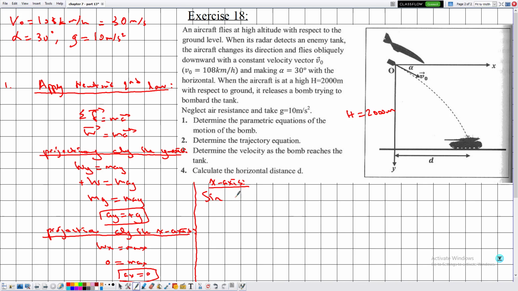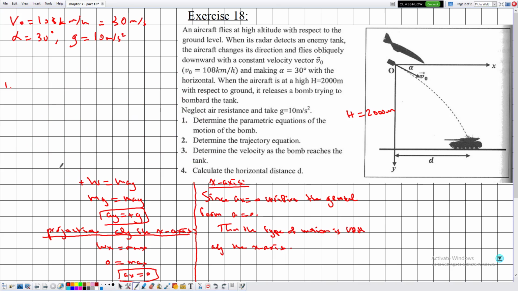So since a_x is equal to 0 verifies the general form, then the type of motion is URM along the x-axis, which means that the equations of motion are given by, let me write them here, x is equal to v_x t plus x_0, v_x is equal to constant, and a_x is equal to 0.